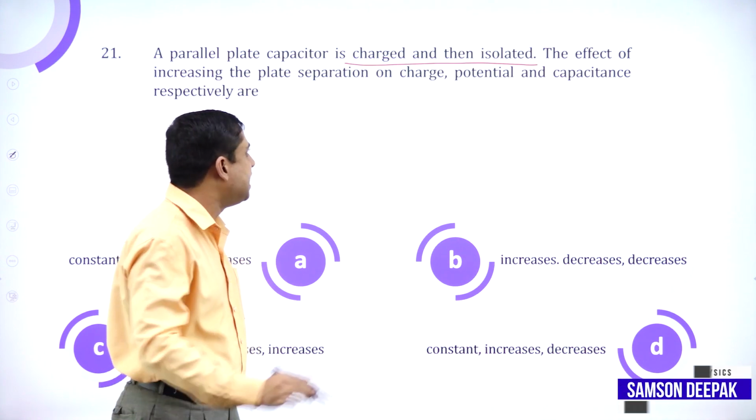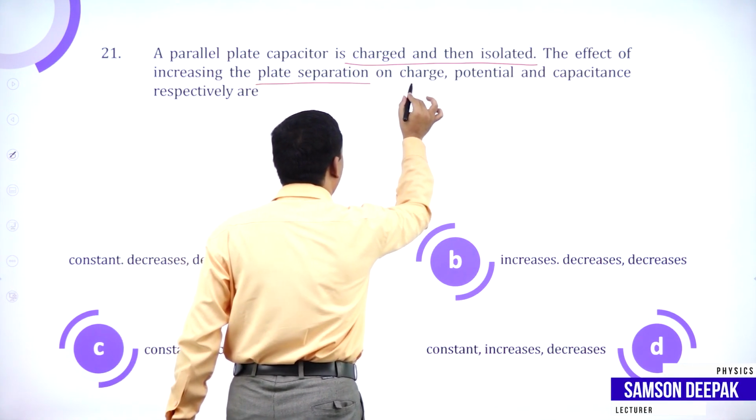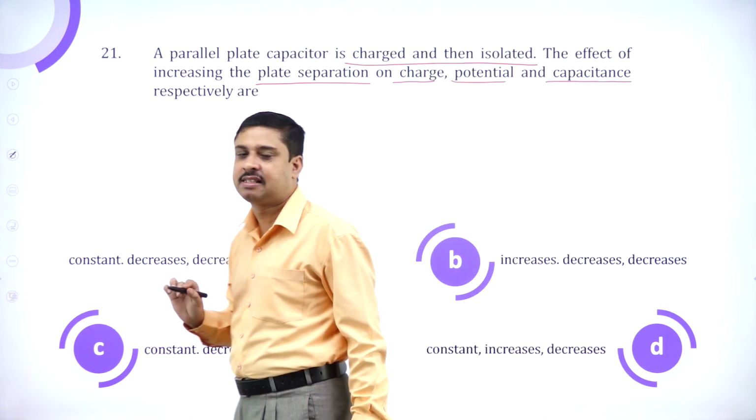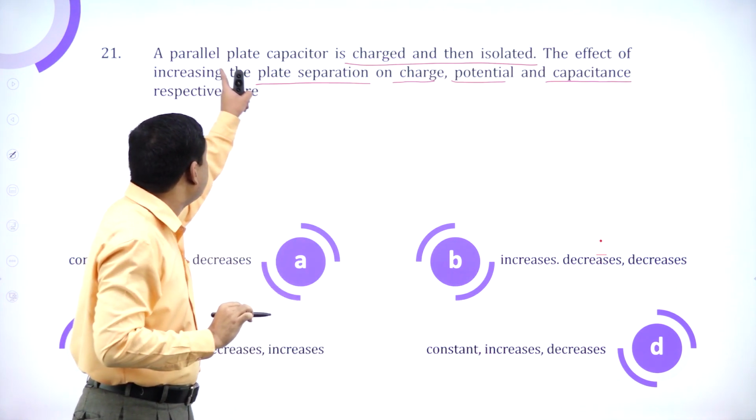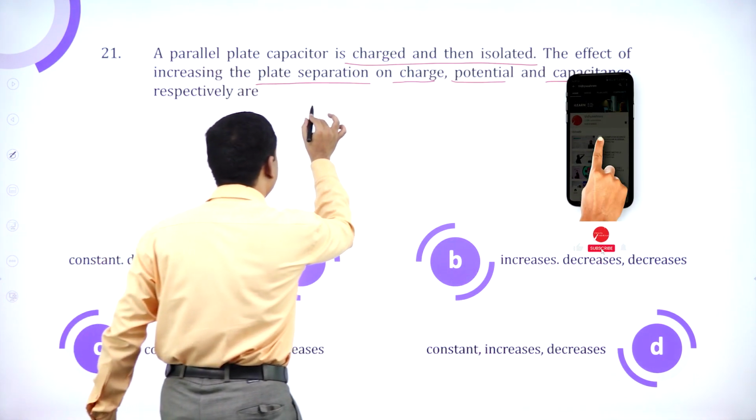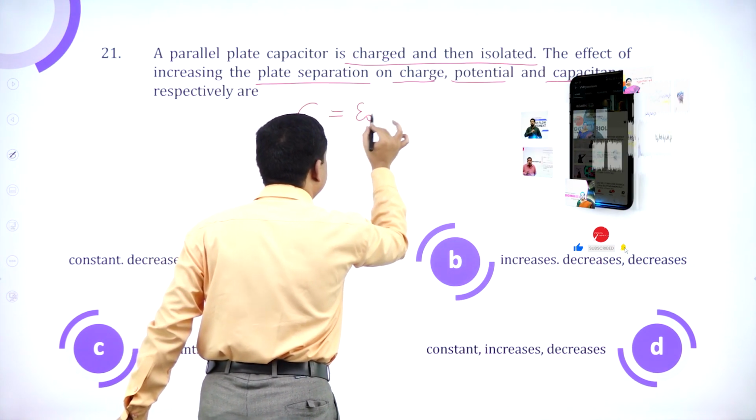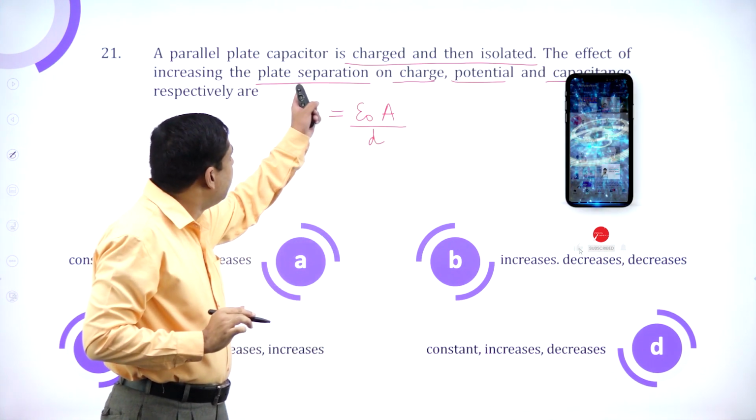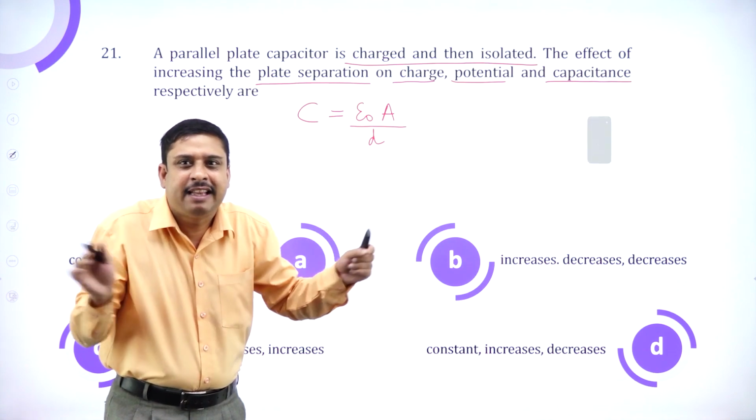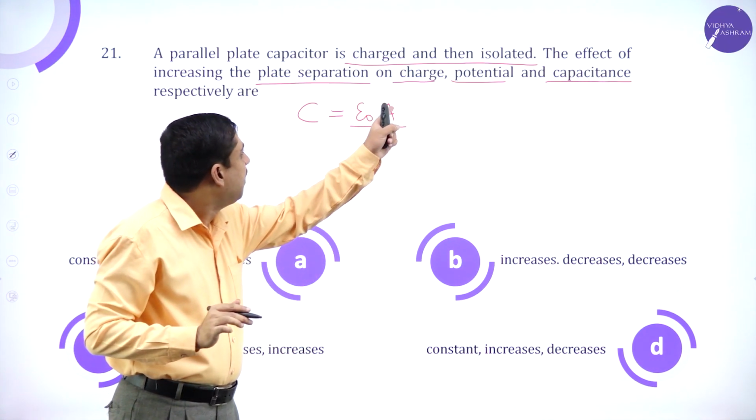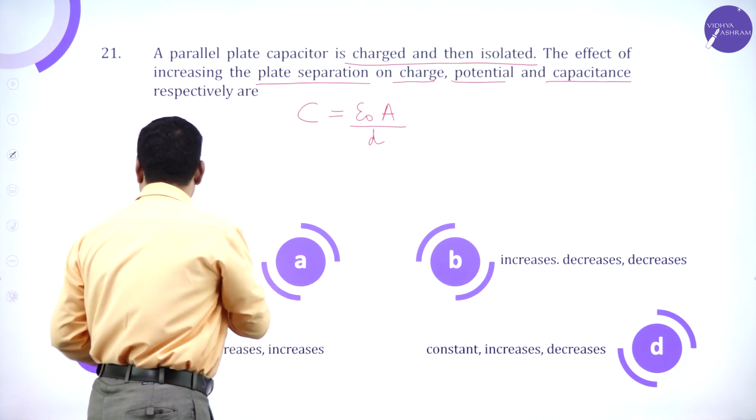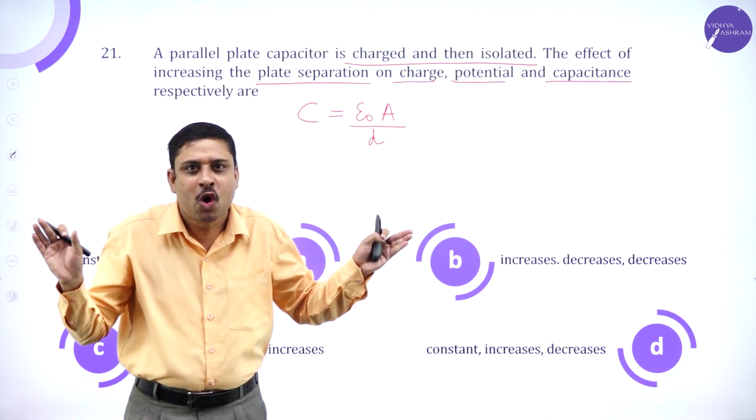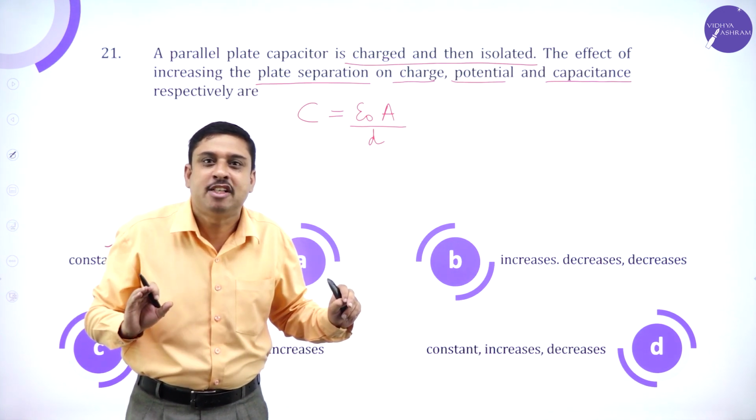The effect of increasing the plate separation on charge, potential and capacitance respectively are, this is a parallel plate capacitor, capacitance is epsilon naught A divided by D. It is first charged and then isolated. The charge remains constant. Why? First charge made, then isolated. No discharging is happening. So charge remains constant.